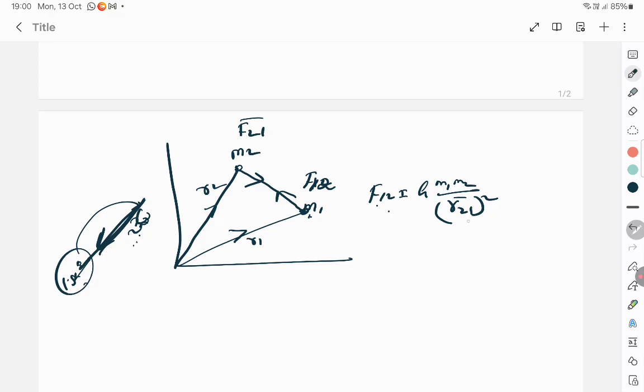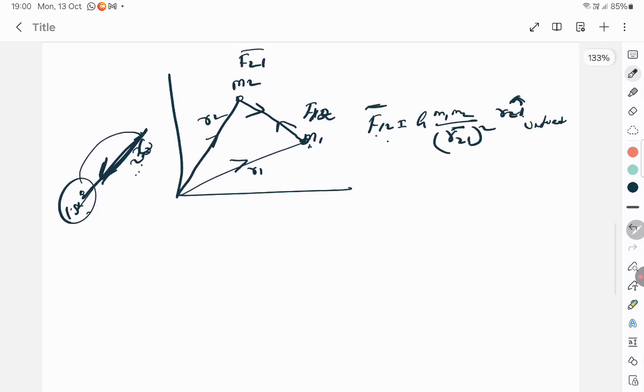F12 you should have r21 vector the whole square into r21 cap. Why do we put this cap? A vector when squared becomes a scalar. A minus sign also when squared becomes a plus sign. Like that the vector direction is lost. So to retain the vector form you are writing r21 cap. Cap is a unit vector.